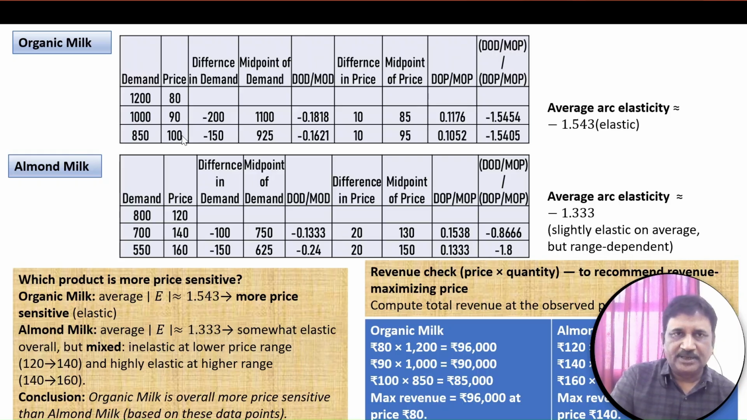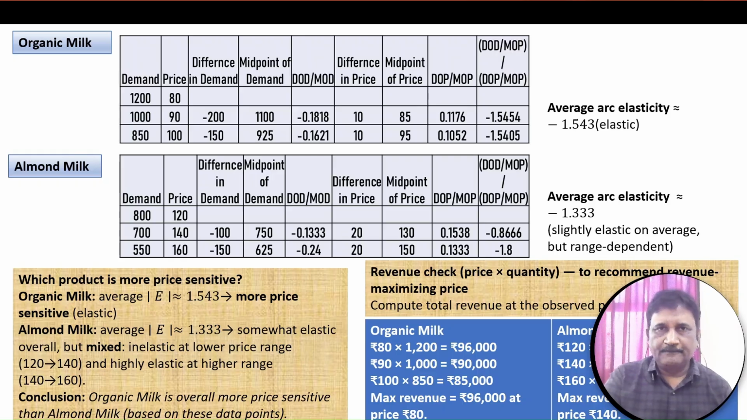Now for the second and third data point, we'll be finding the same. Change in price is 100 minus 90, that comes out to be 10. Average of price is 100 plus 90 divided by 2, 95. And the ratio is 10 divided by 95, 0.1051. Right now we are in a position to find the price elasticity of demand between the first and second point, and the second and third point.